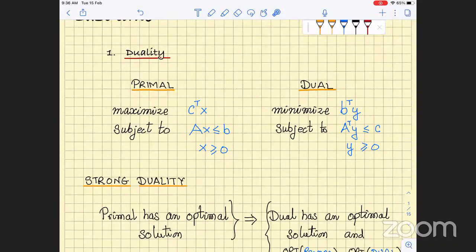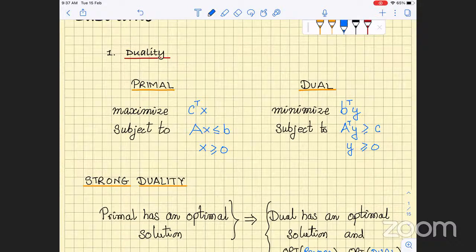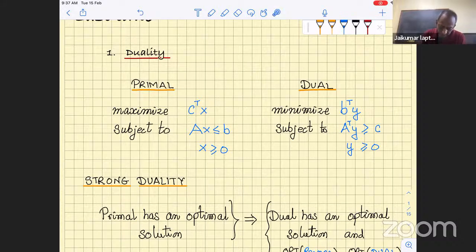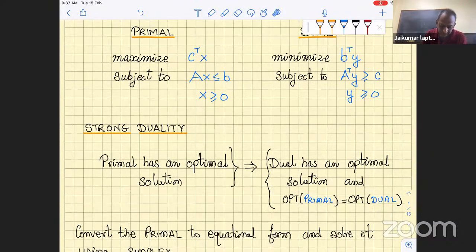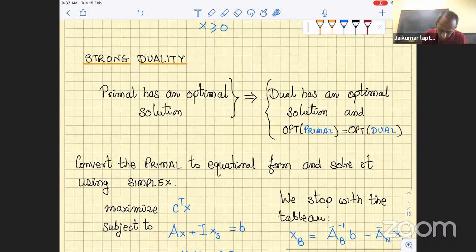Kumar, it should be greater than or equal to, right? Yeah. Thank you. So we have this LP, and strong duality says that if the primal has an optimal solution, then the dual has an optimal solution, and the two solutions are equal. Now I would like to go over the simplex method again and see why this follows from it.